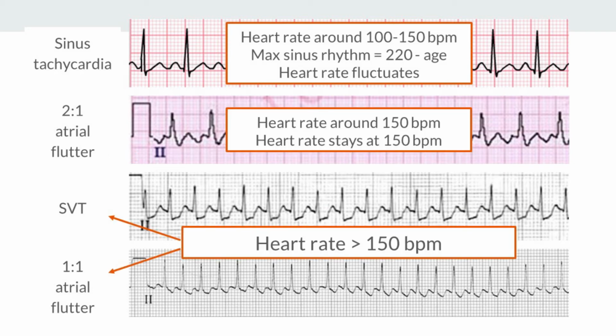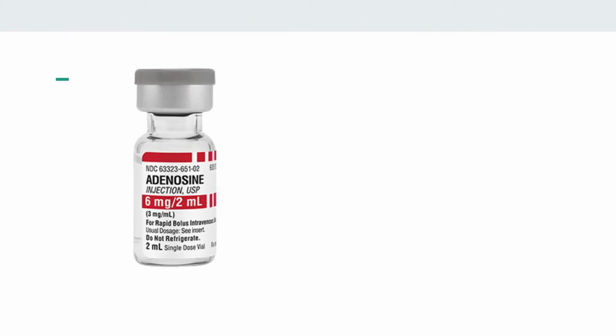When you see heart rates that are a bit quicker, ranging from the 150s into the 200s, begin to suspect SVT or 1-to-1 atrial flutter. When patients are this tachycardic, everything on the EKG becomes squished super close together, making differentiating SVT from atrial flutter even more difficult. What we can do in these cases is administer a medication called adenosine.